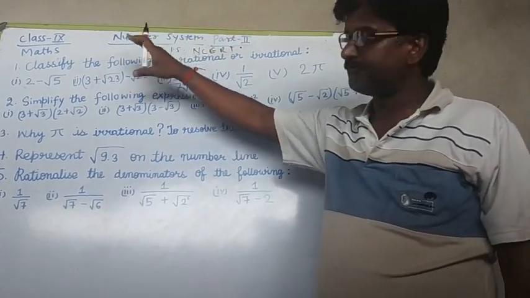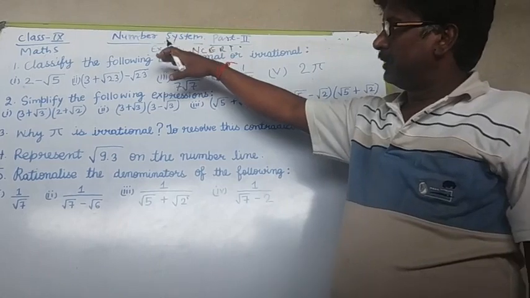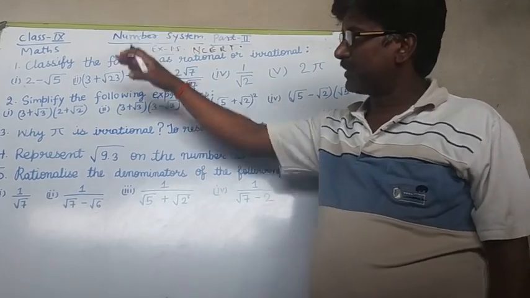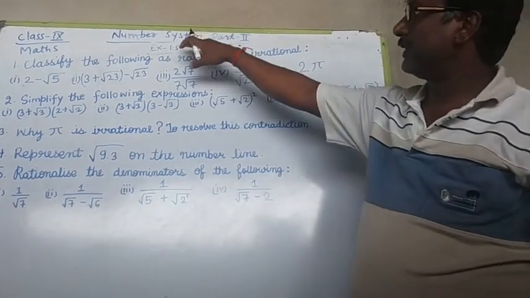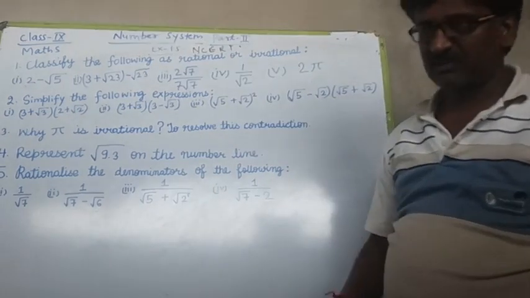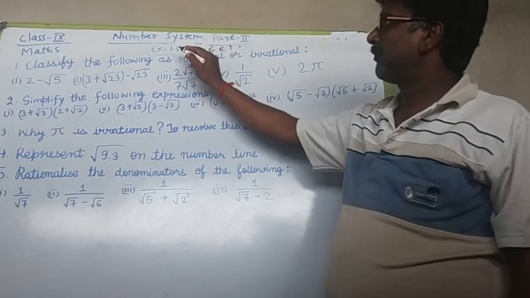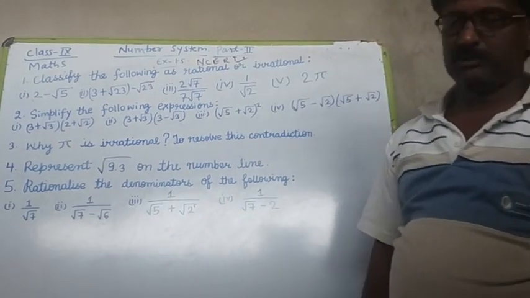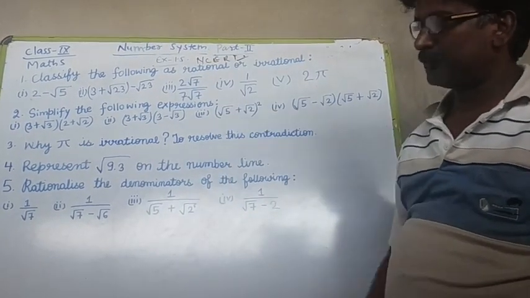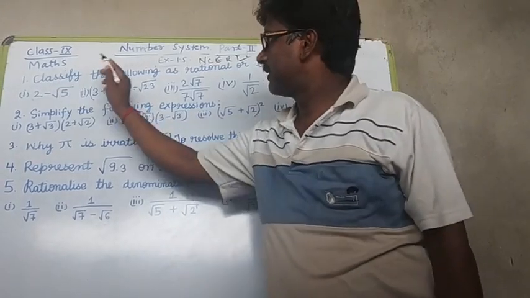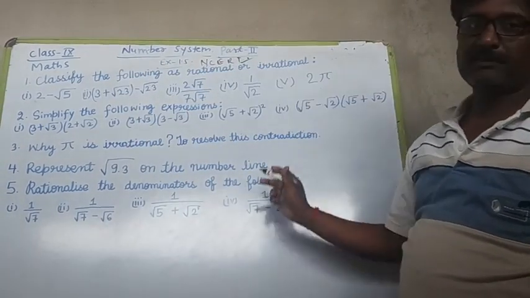Today I have brought a lesson for class 9 subject mathematics and the chapter is number system part 2. In today's lesson I have brought exercise 1.5 from NCERT books. In this exercise there are 5 questions and the first question is: classify the following as rational or irrational number.